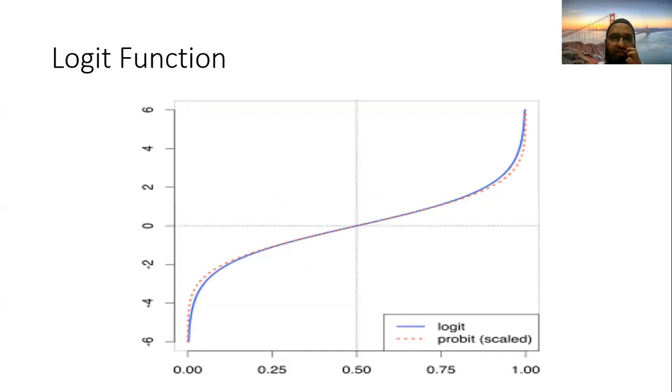So you can see it has a shape which is very similar to the Probit function. Why? Can anyone tell me?